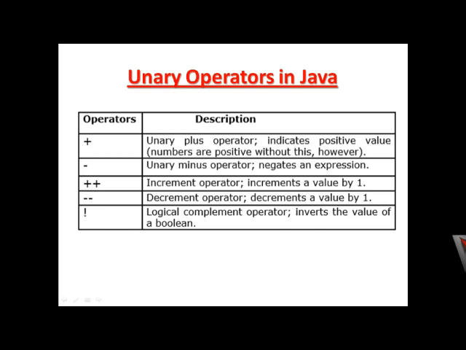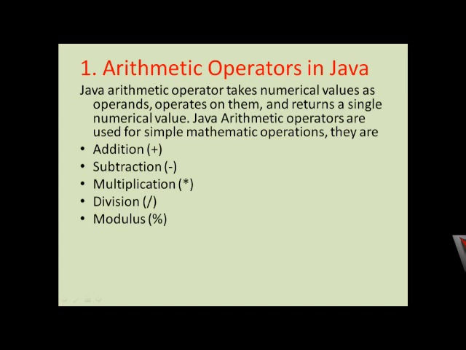In Java, the unary operators, as you can see in the slide, are plus, minus, plus plus, which is known as the increment operator, minus minus, which is known as the decrement operator, and the last one, the exclamation sign, which is known as the NOT operator.